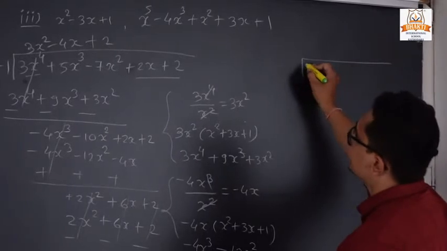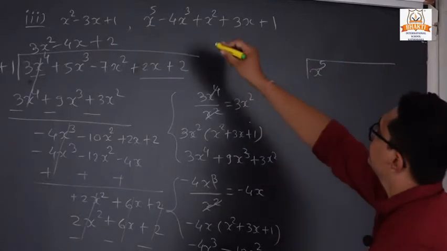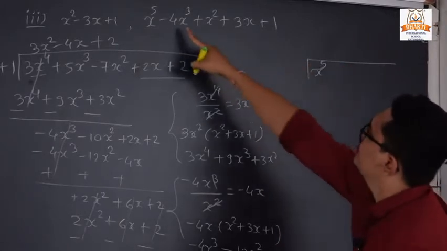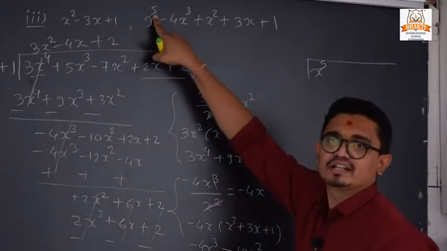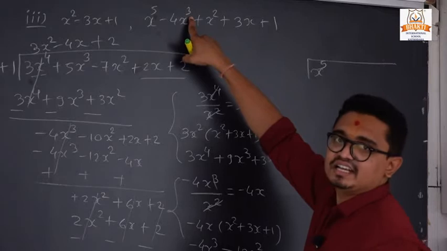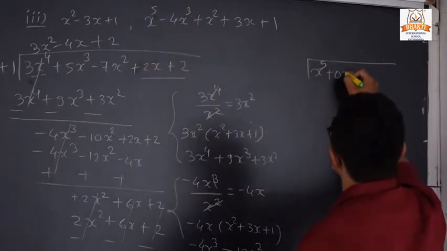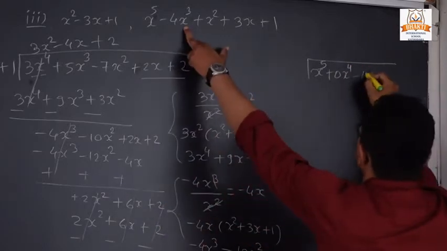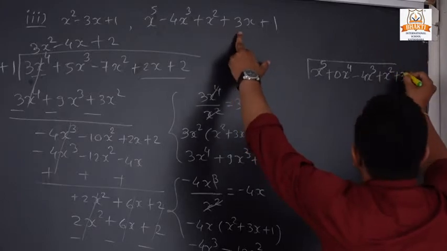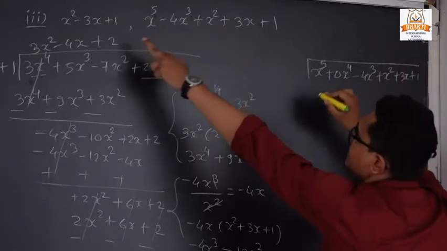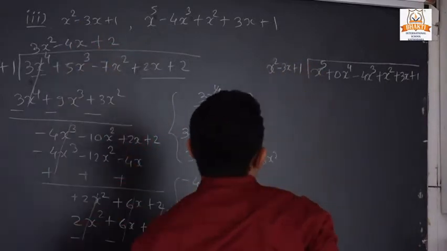So here we start with our last example: x raised to 5, then minus 4x cube. Here directly we have the power of 4 and then directly the power of 3, so the degree 4 term is missing. So here we write 0x raised to 4, then minus 4x cube, then x square, then 3x plus 1, divided by x square minus 3x plus 1.